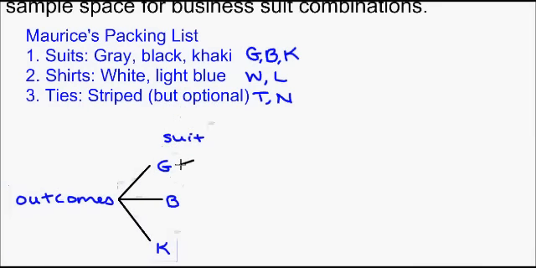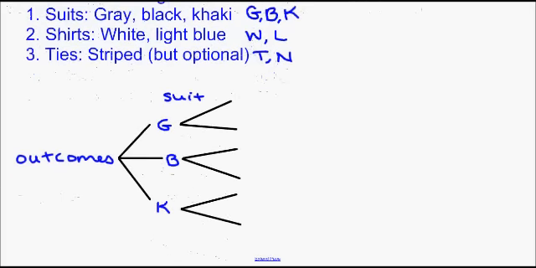Okay. Then from here, he has some choices to make about the shirt. So each of these, he has 2 options as far as which shirt he will wear. So I'm going to draw 2 branches off of each suit. So this is shirts, and he could wear white or light blue. And so what this is showing is he could wear a gray suit with a white shirt, gray suit, light blue shirt, black suit, white shirt, black suit, light blue shirt.